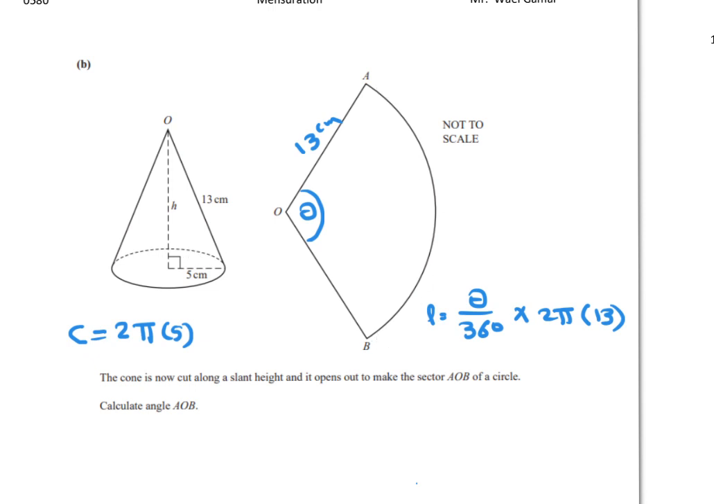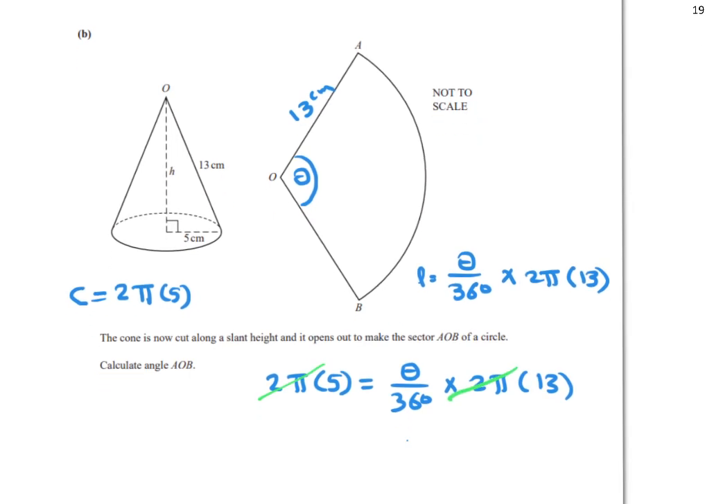The circumference of the circle equals the length of the arc. Circumference is 2πr, and r is 5, so 2π times 5. Length of the arc is the angle over 360 times 2πr, but now r is 13. Because they are equal, we can equate them. So 2π times 5 equals θ over 360 times 2π times 13. You can cancel 2π with 2π to find θ.